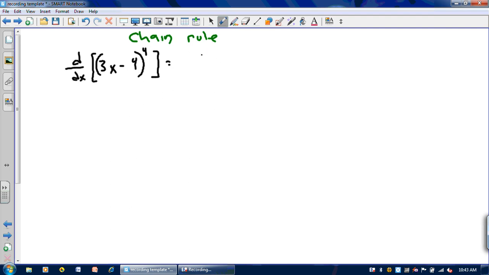And the way we differentiated this was in two parts. We first differentiated the outside function, that is this anything to the fourth power. The derivative of anything to the fourth power, you bring down the power and subtract 1. What goes inside here is the inside function, and we didn't touch that. We left that alone. Then we multiplied that times the derivative of the inside, which is, in this case, 3, and we can multiply 4 and 3 together and get 12 times 3x minus 4 to the third power. Now, that is the chain rule for differentiation.